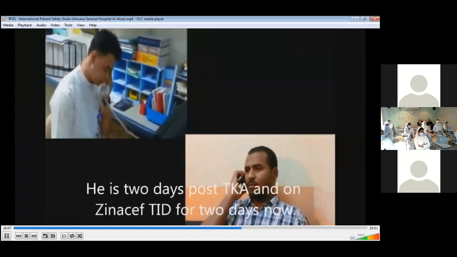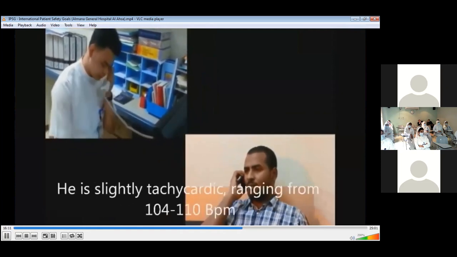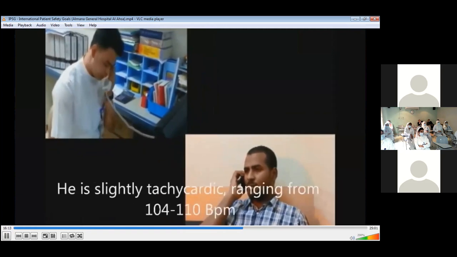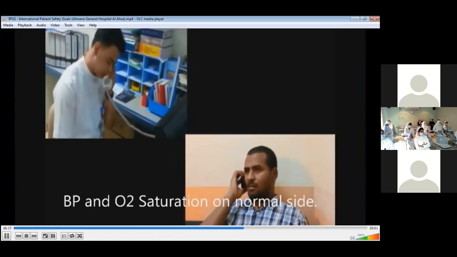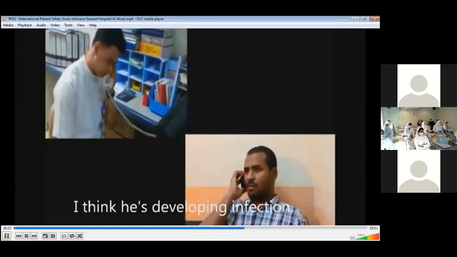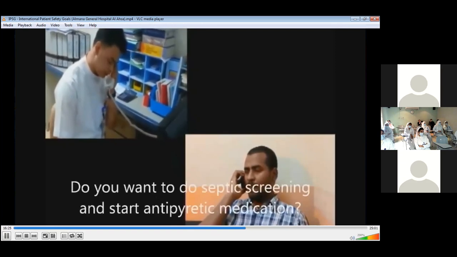He's 2 days post TKA and on CNSF. PID for 2 days now. He's slightly tachycardic, ranging from 104 to 110 beats per minute. Blood pressure and oxygen saturation are normal. I think he's developing infection. We want to do septic screening and start antibiotic medication.